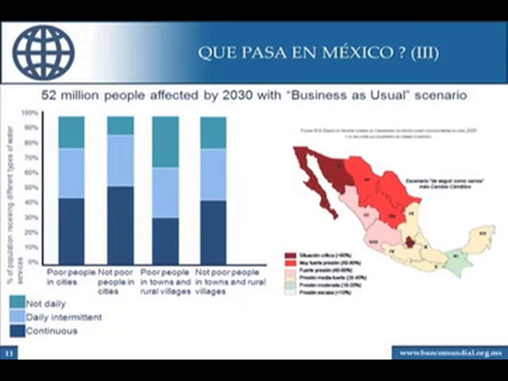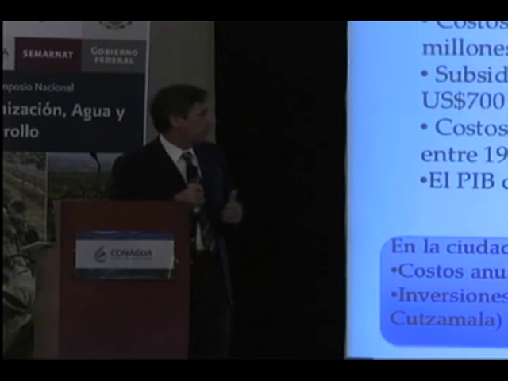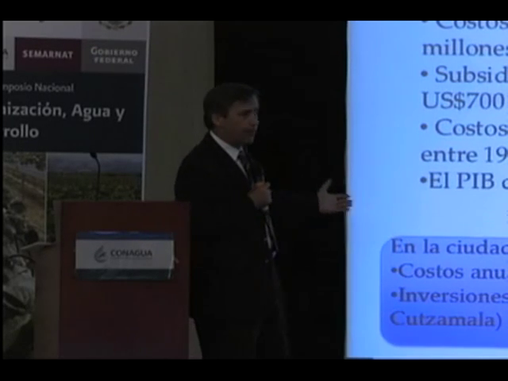So all these changes are generating important costs that society faces at several levels, and we have to place more budgets for handling these disasters. The annual costs of water pollution are almost $11,000 million. The power subsidies in order to pump water are $600,000, and we have a cost because of disasters associated with climate of 10,000 million. We may also see a decrease in the GDP, between 3.5 and 4.2 in the year 2050.